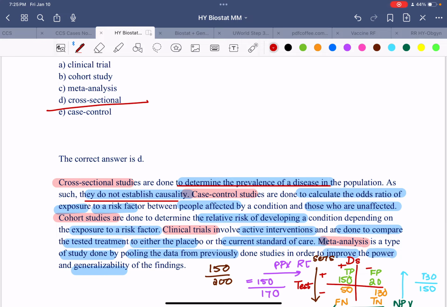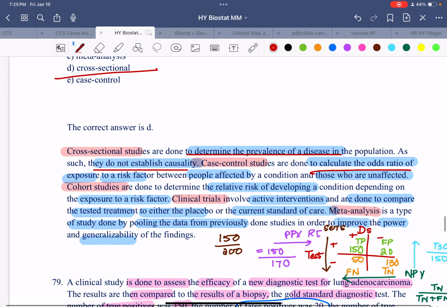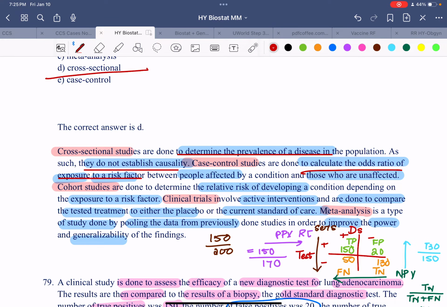cross-sectional study. A study to calculate the odds ratio of exposure to a risk factor between the people affected versus those who are unaffected, where people already have the disease or don't have the disease, and then we have to calculate the odds of exposure, this is case control. Whereas if the people don't have the disease yet and we have to calculate the risk of developing a condition depending upon the exposure of a risk factor, then this is known as cohort study.